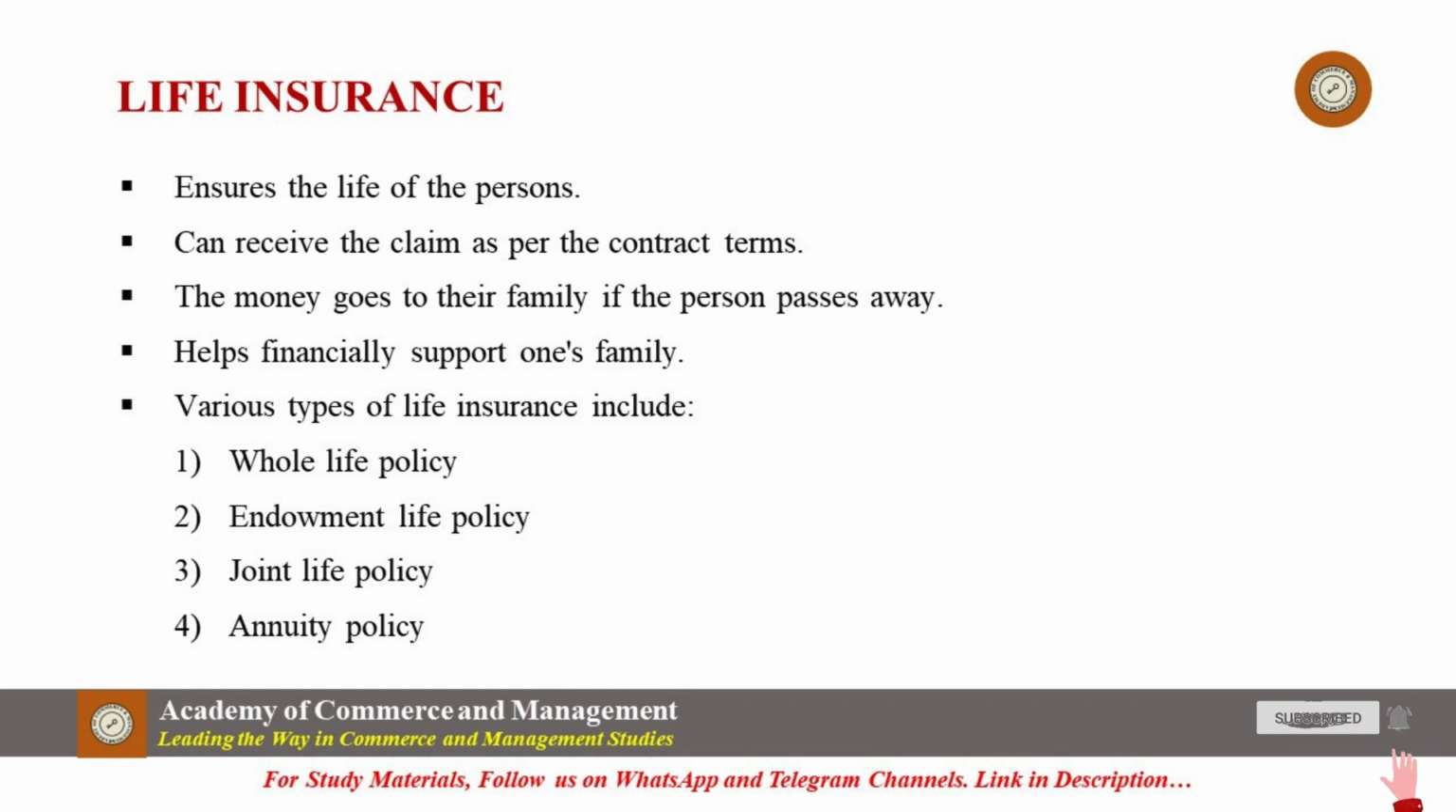Number 4, annuity policy. These types of insurance are based on age. The insured person receives the claim amount on a timely basis. It can be monthly, quarterly, or yearly. The claims often start when the person attains a specific age. This age is pre-decided in the contract. Parents often take these types of insurance for their children. The payments start as they turn 18 or older.